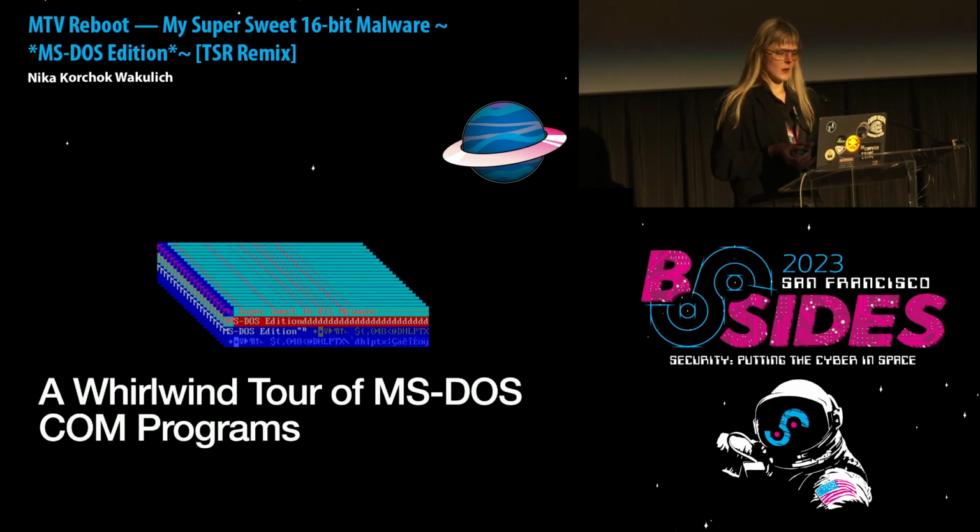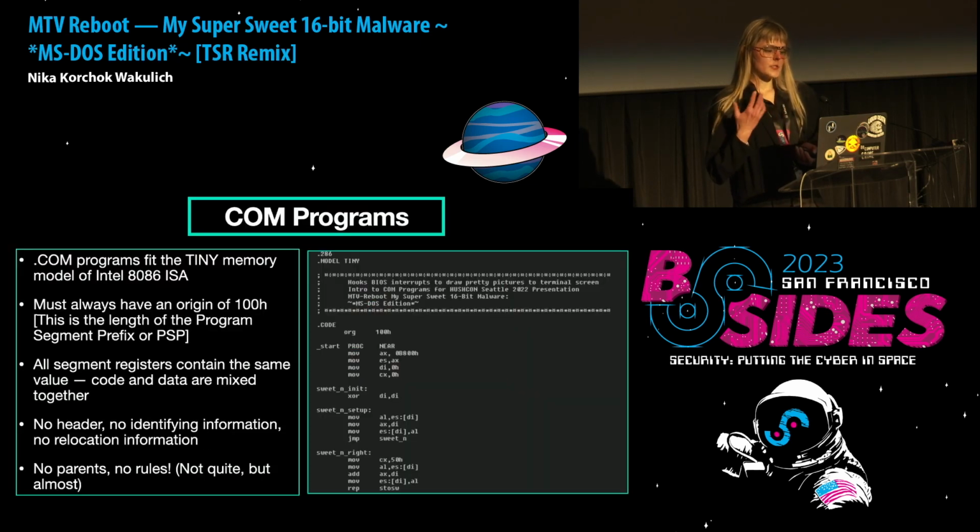Okay, so we're going to be talking now about the whirlwind tour of MS-DOS COM programs. There were different types of executable files in MS-DOS: COM, EXE, BAT, etc. But COM programs specifically are very interesting for MS-DOS malware because they had a very unique file structure and unique features that presented a nice vector for virus writers.